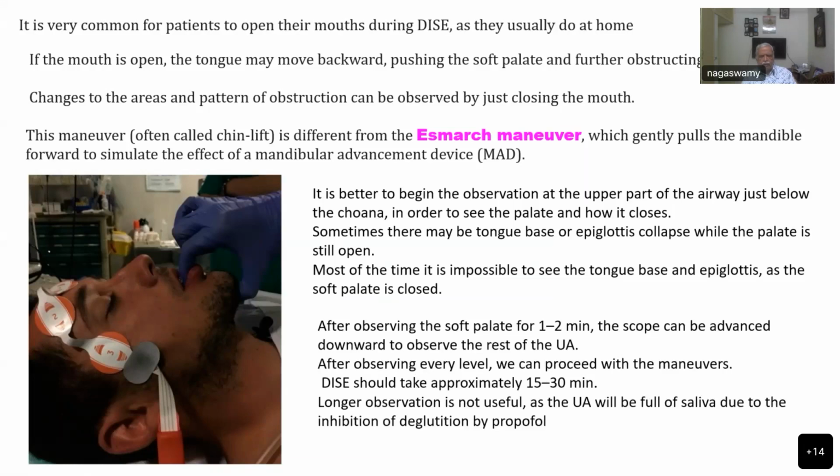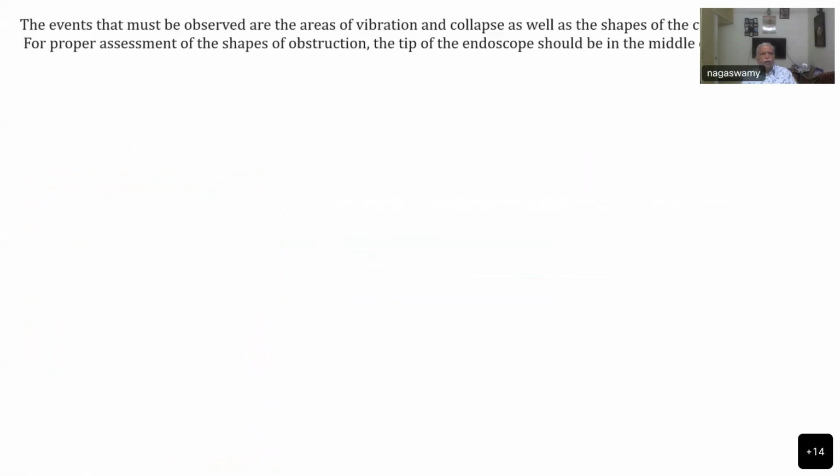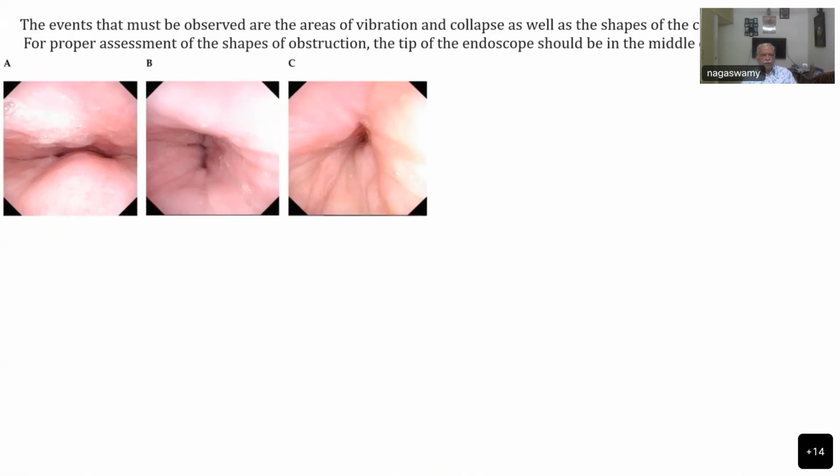30 minutes. Longer observation is not useful as the upper airway will be full of saliva due to the inhibition of deglutition by propofol. Okay, so that is why it is kept very short. And the events that must be observed are the areas of vibration and collapse as well as the shapes of the collapse. For proper assessment of the shapes and obstruction, the tip of the endoscope should be in the middle of the upper airway.